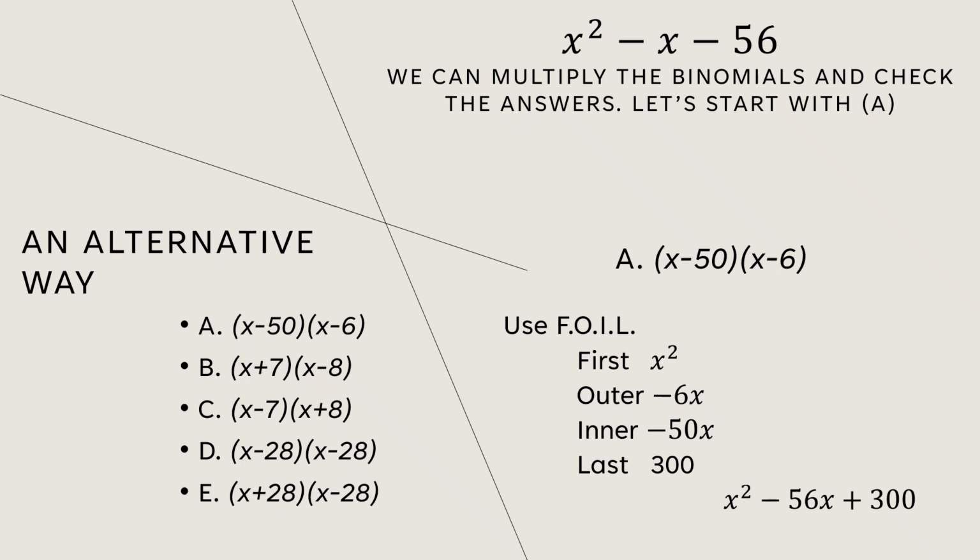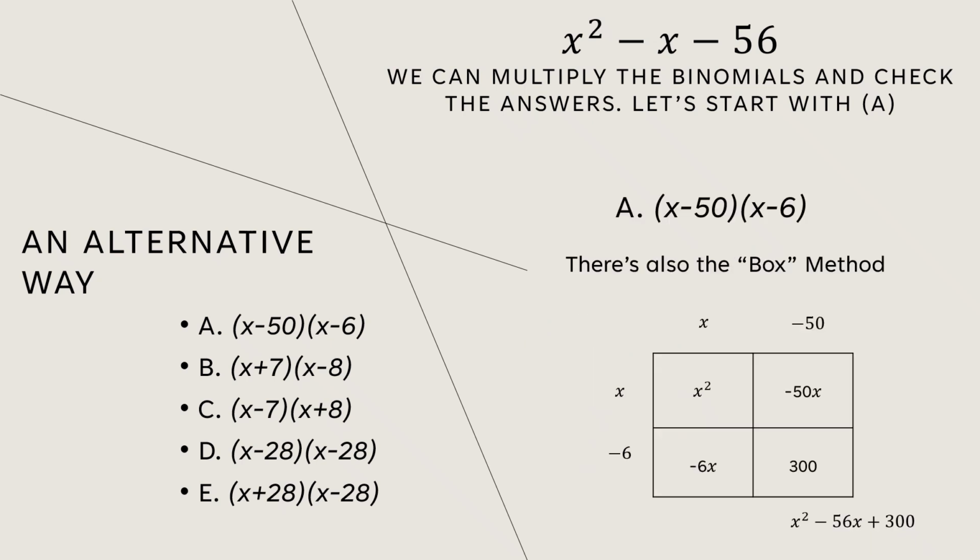the x times the x, and you get x squared. Then you multiply the outer, so you have x times -6, which is -6x. Then you multiply the inner terms, which is -50 and x, so you get -50x. And last, you multiply the final terms, which is -50 times -6, which is positive 300. Remember, a negative times a negative is positive. So you add those all together, and you get x squared minus 56x plus 300. Well, we know that's not right.